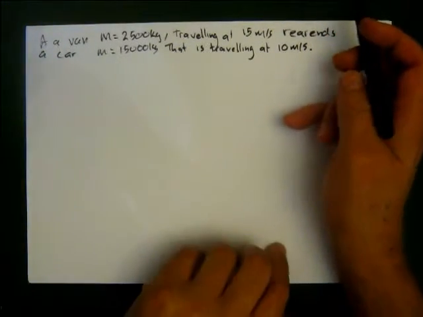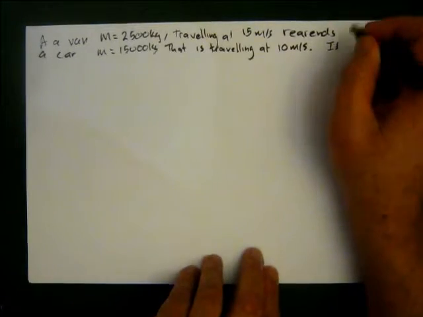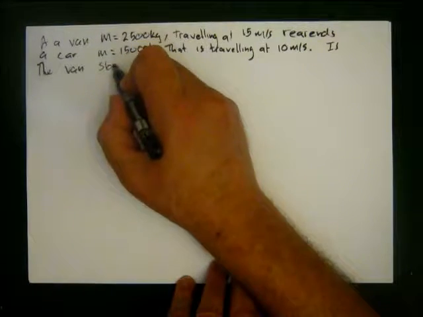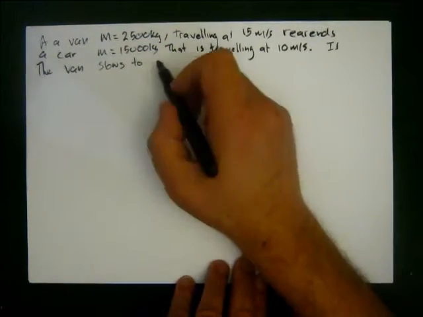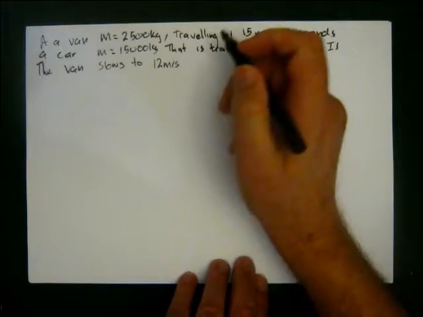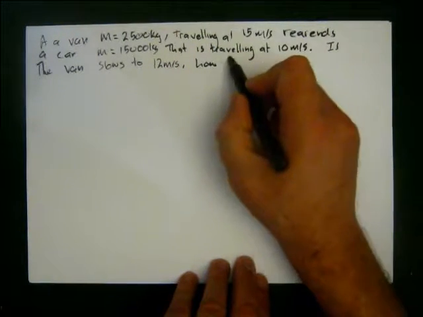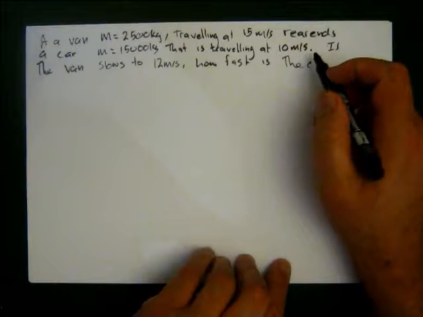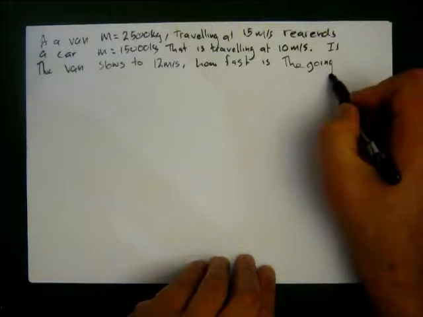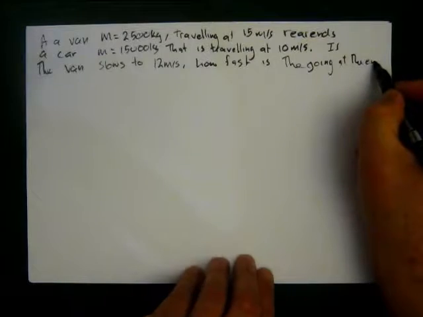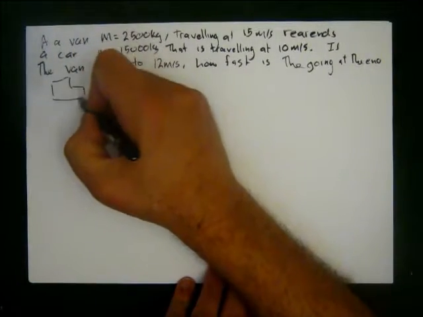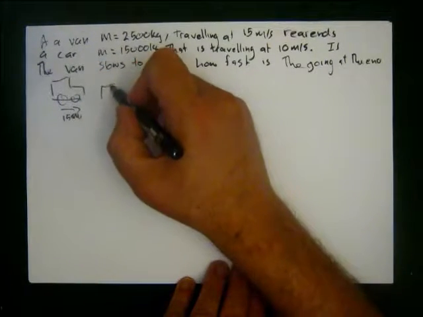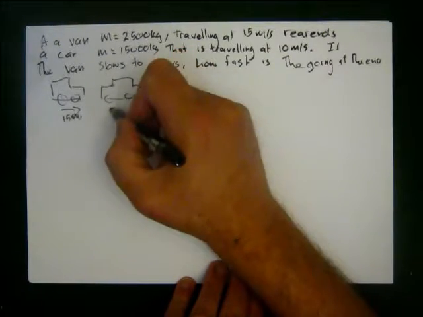Okay, that seems okay. If the van slows to 12 meters per second, how fast is the car going at the end? So what we mean here is, we have a van, this is the before, and it's doing 15, and it hits a car that's doing 10. Boom.